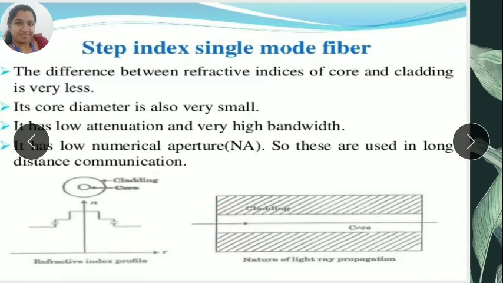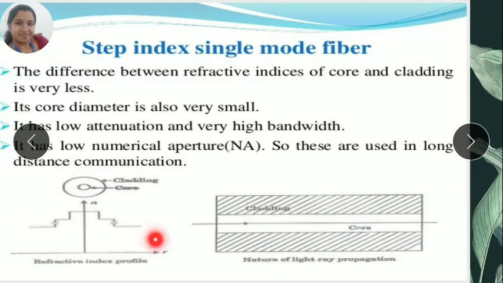It has low attenuation and very high bandwidth for this single mode step index fiber, and it has low numerical aperture. Numerical aperture means light gathering capacity of an optical fiber. So here the cross section area is very less, so less amount of light can be gathered through the core. That means only a single light wave is propagated, and this is used for long range communication or long distance communication.